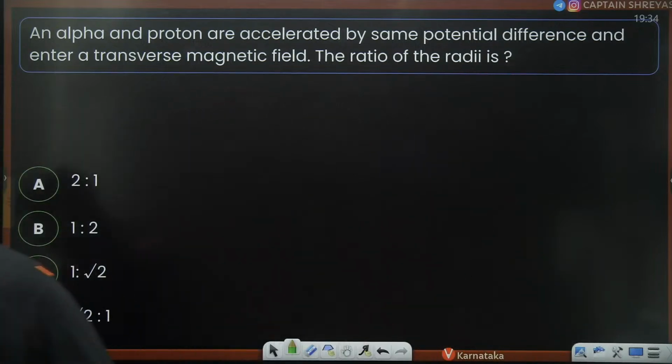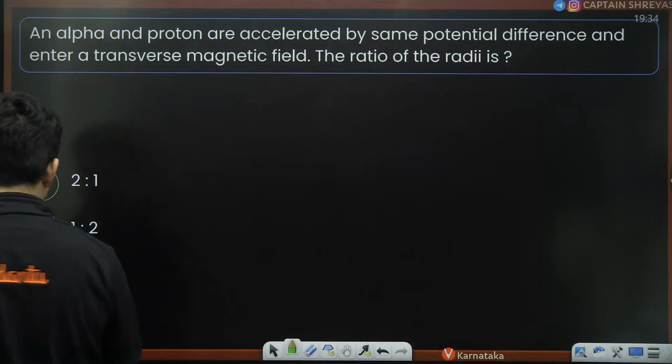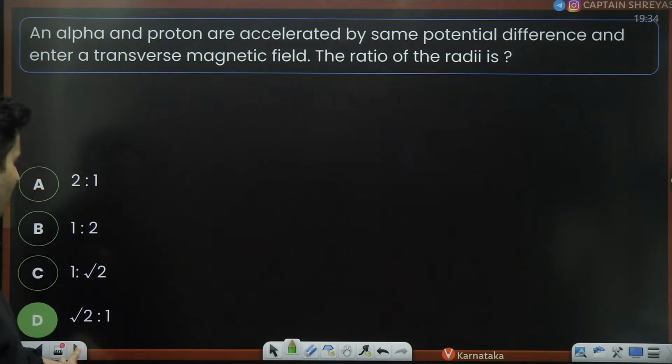Option number D. Very good, Techie Bites. Yep, that's the correct answer for this particular question.